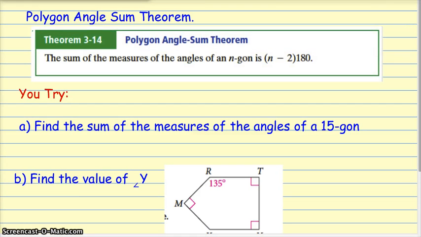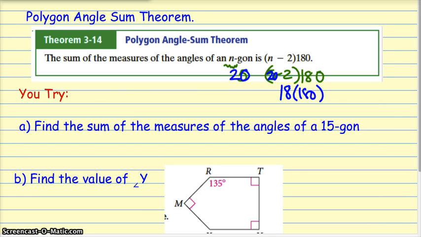The sum of the measures of the angles of an n-gon is n minus 2 times 180. The reason they use n is because it's applicable to any polygon. So when there were 5 sides, we did 5 minus 2 times 180, and it gave us the total. If you were to have a 20-gon, 20 minus 2 is 18 times 180, and that would give you the total number of degrees on the inside.